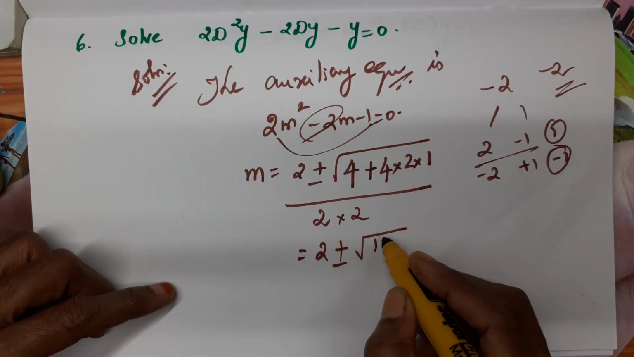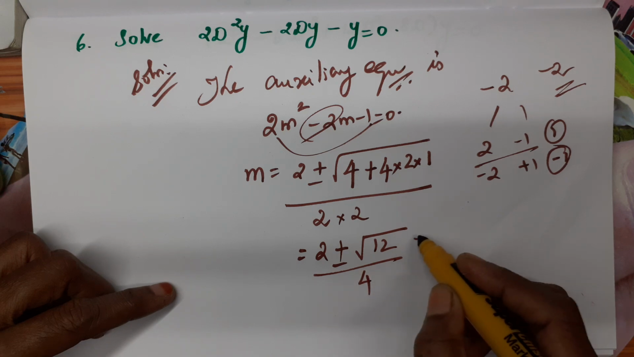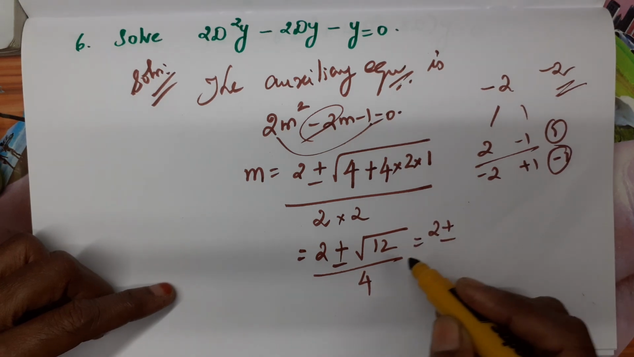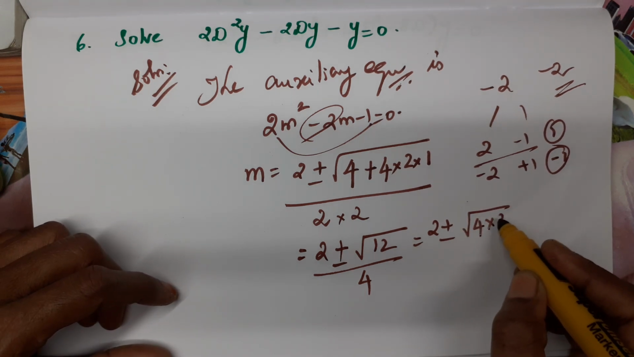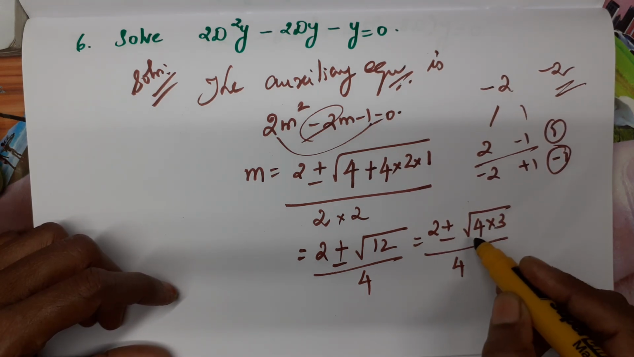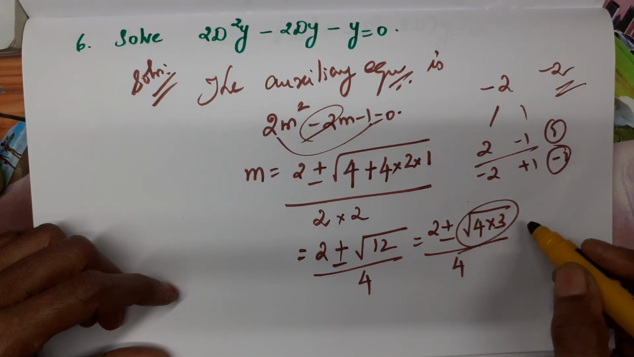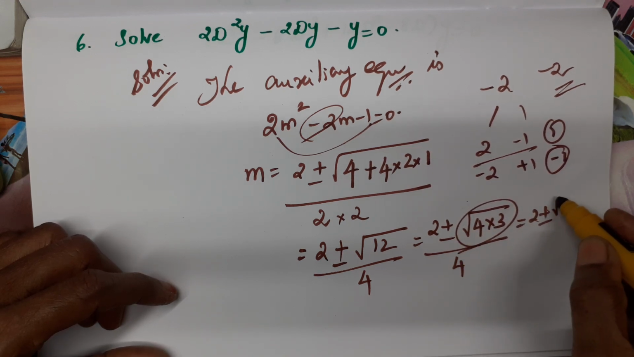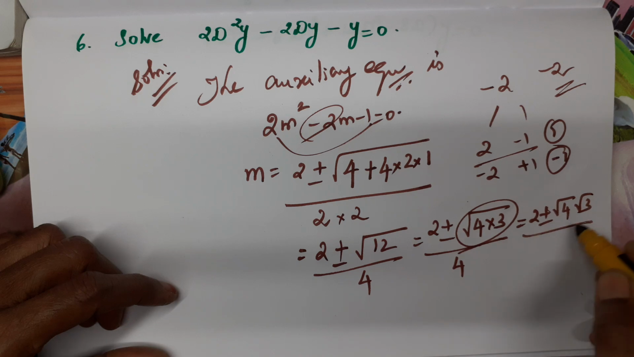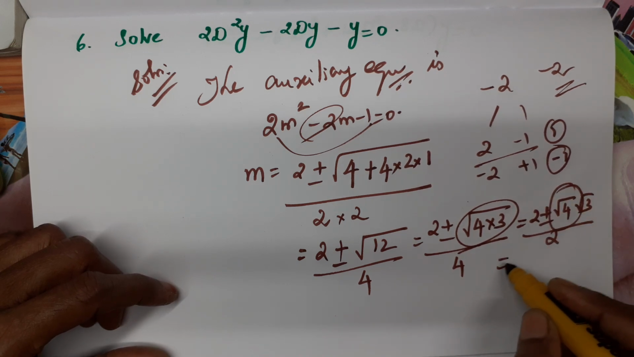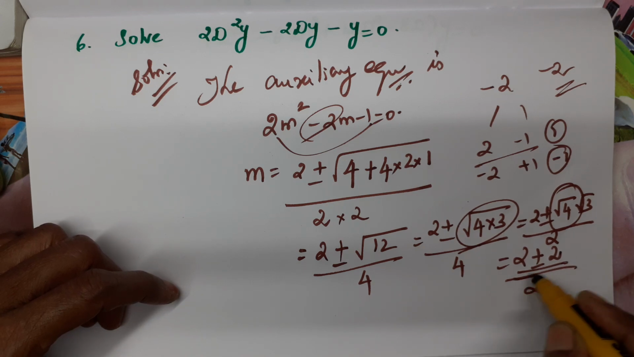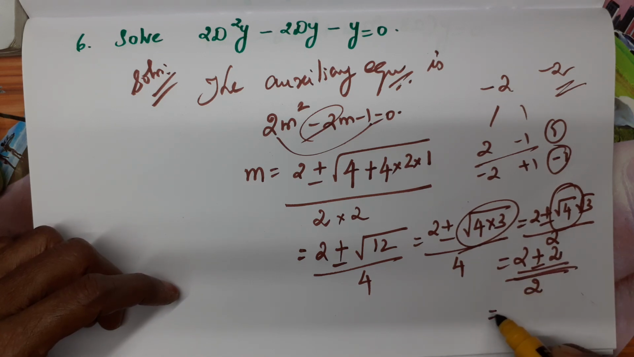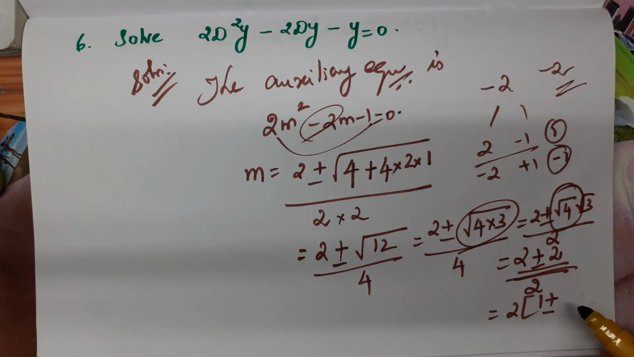That is 2 plus or minus root 12 by 4. Root 12 can be written as root of 4 into 3, so this can be written as 2 plus or minus root 4 root 3 by 4. Root 4 is 2, so 2 plus or minus 2 root 3 by 4. From the numerator I can take 2 outside.